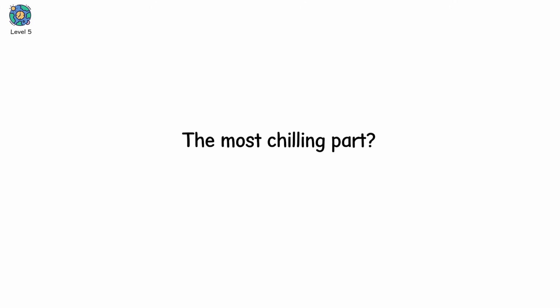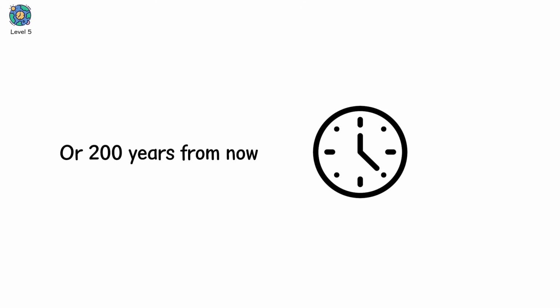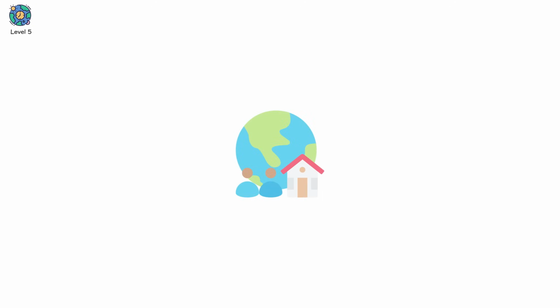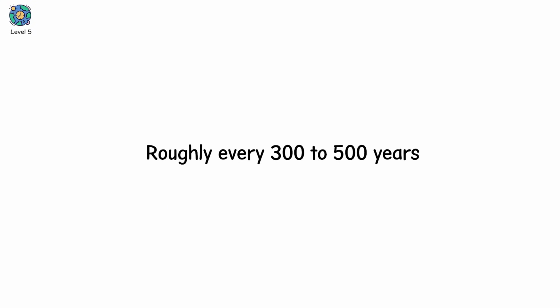The most chilling part? It could happen tomorrow, or 200 years from now, but the clock is ticking, and few people living there truly grasp the scale of what's coming. Sediment cores from the Pacific Northwest reveal a regular pattern of megaquakes, roughly every 300 to 500 years.